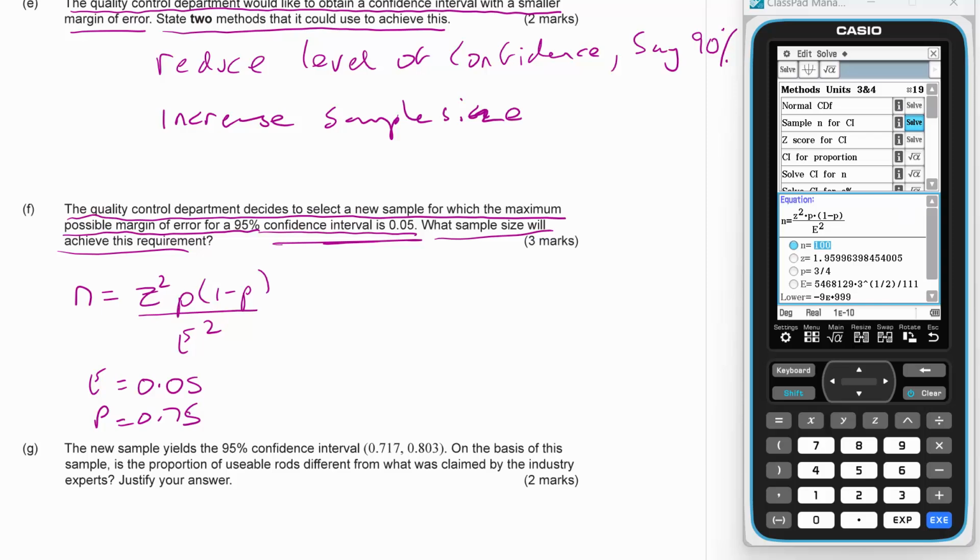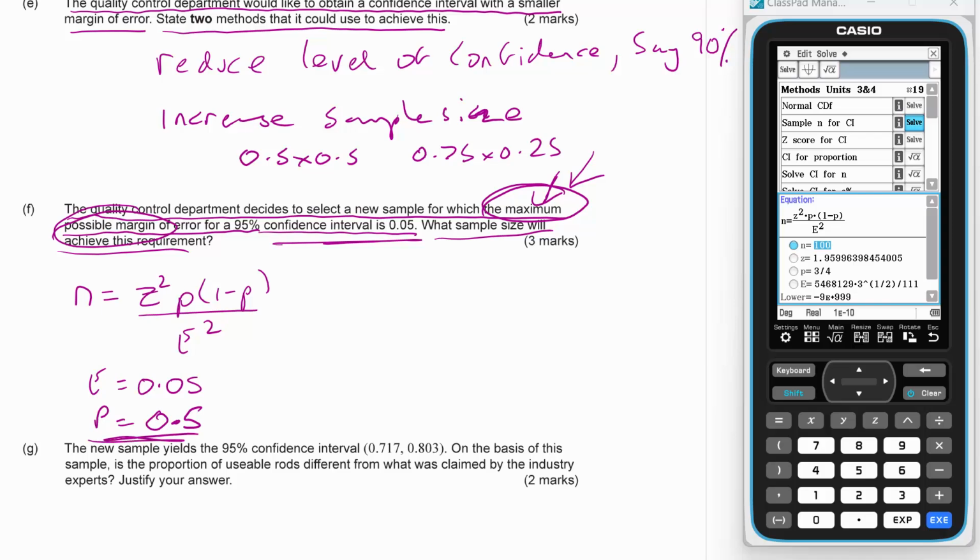Actually, correct that. I just reread the question. The maximum possible margin of error. So the maximum possible margin of error means use the largest possible standard deviation. So for that, we would take P is equal to 0.5 because 0.5 times 0.5 is bigger than, say, 0.75 times 0.25. So this one, the maximum possible margin of error, means we're going to use P is 0.5. And we've already got the Z score in here.